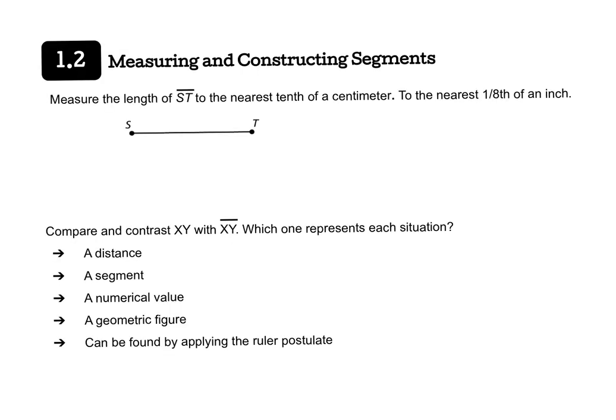The symbol means segment ST, which means it has a distinct endpoint on either side. And so we can label that as ST, but then we can also measure it, and we can know what the length of that segment would be. We could measure it to the nearest centimeter, we could measure it to the nearest eighth of an inch. Those are two completely different units, right?